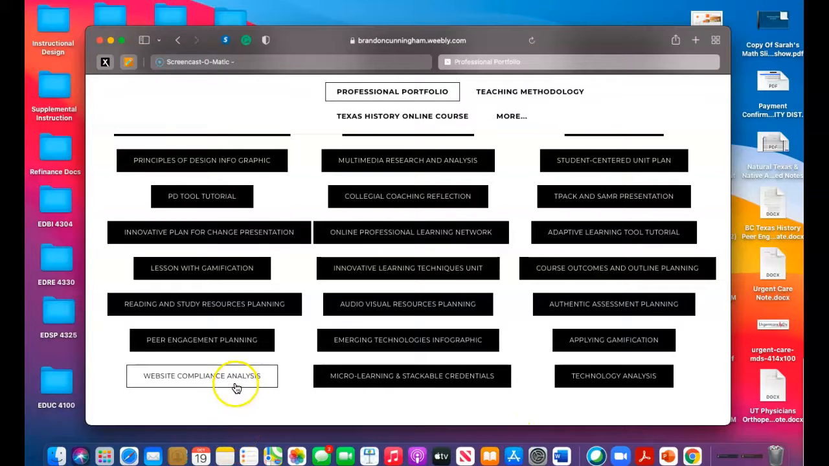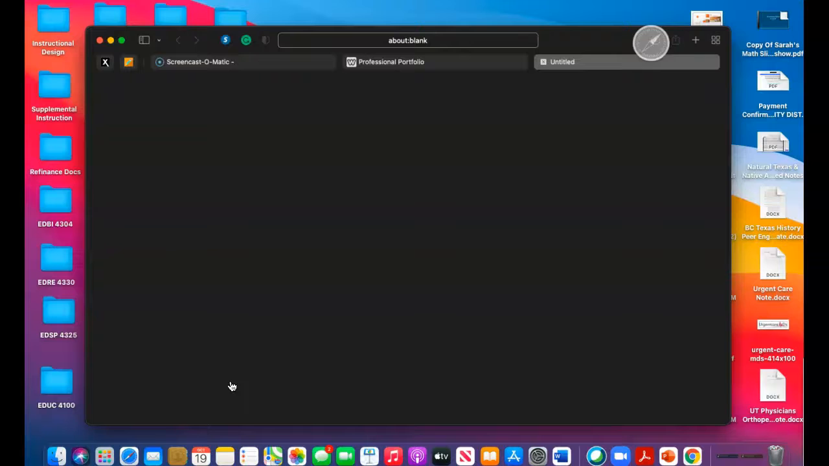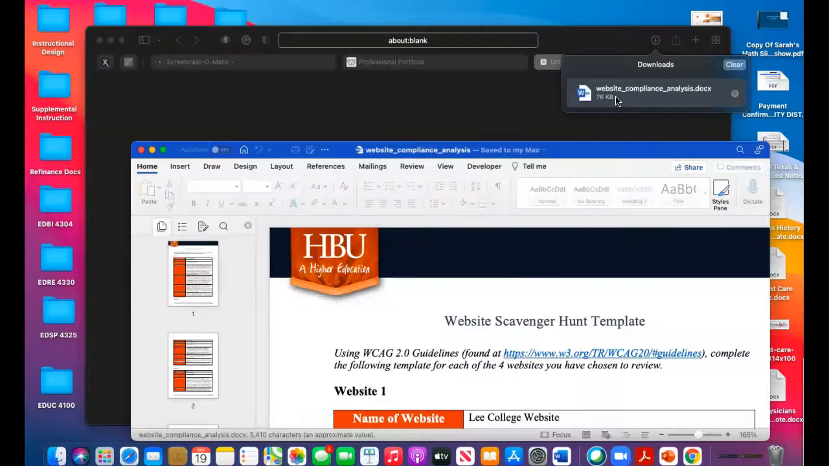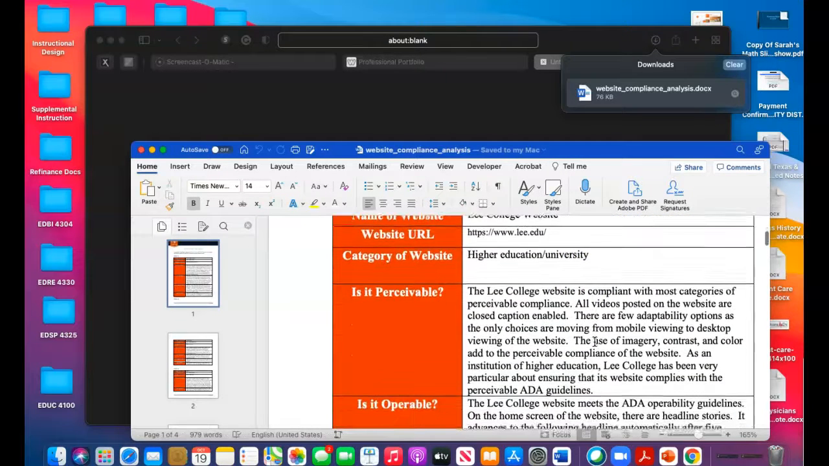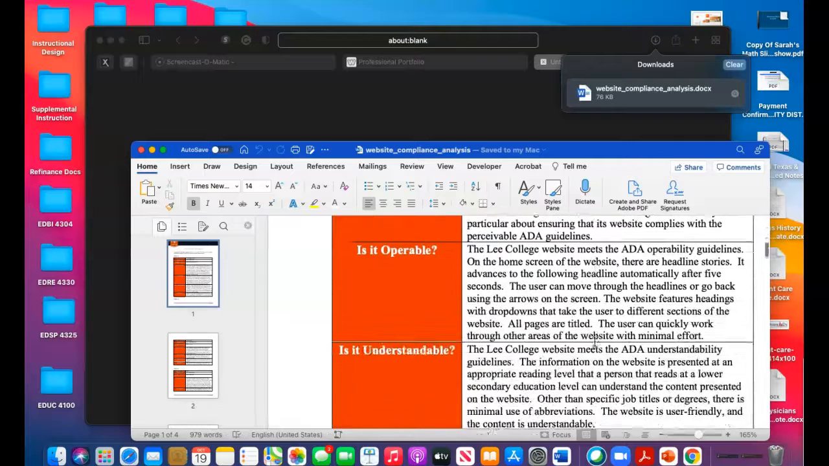Then the next item I have in my portfolio is the website compliance analysis, how these different websites are complying with ADA rules. And so we had to pick four different websites. One education website, which I did Lee College, which is one of my employers.